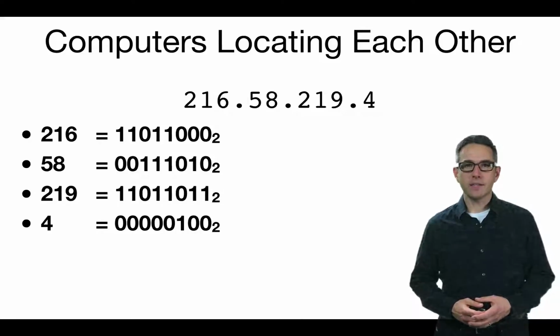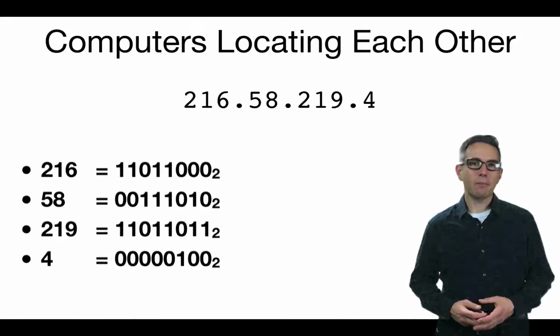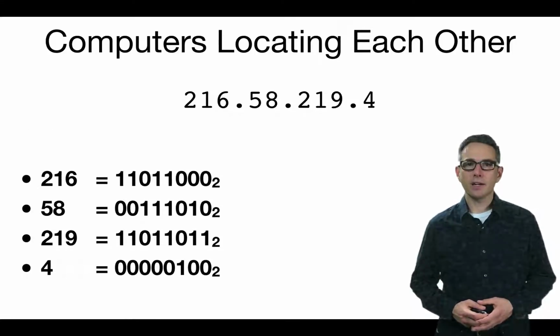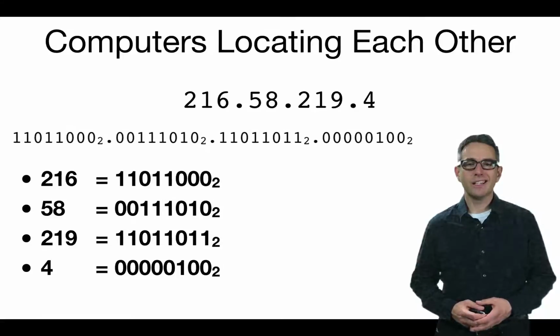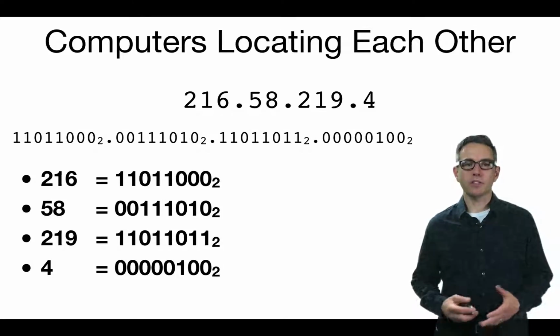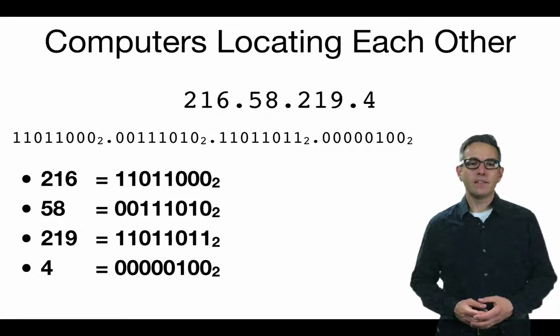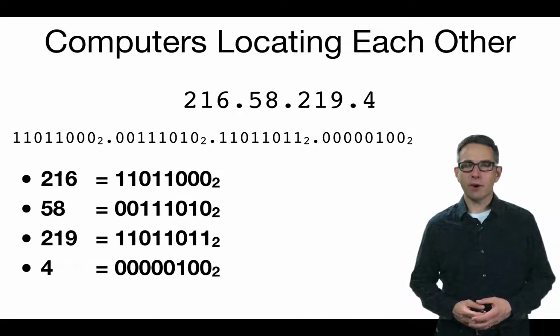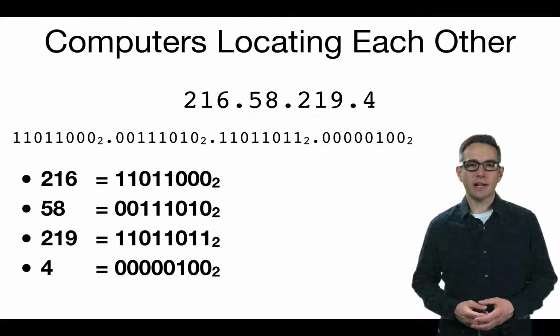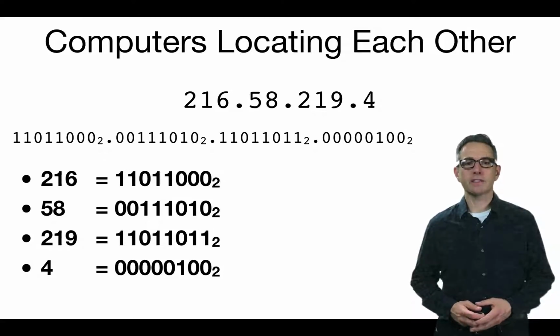If we were to look at this IP address in binary, we would see that the different components would be made up of those binary numbers strung together with periods in between. They're not treated as decimal points, they're just periods separating the different parts of the address. The dominant way that you see an IPv4 address, though, is with decimal numbers, as shown above with 216.58.219.4.